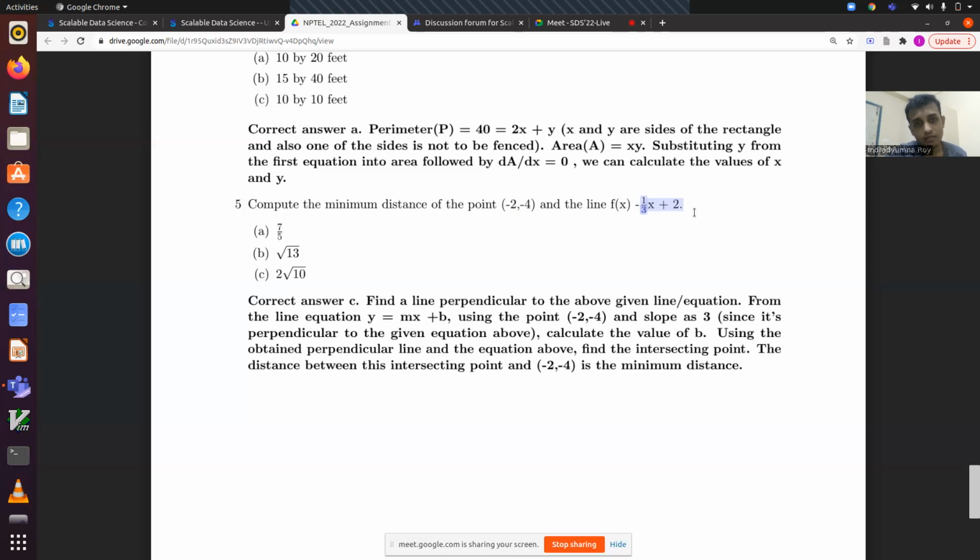Root over 40 is what? 4 into 10. 2 root 10. Answer is there.